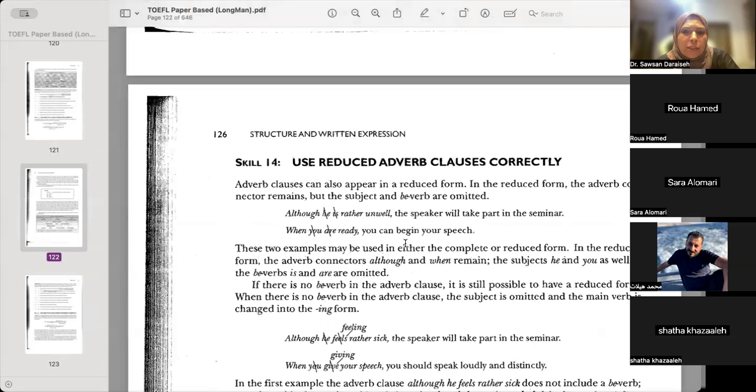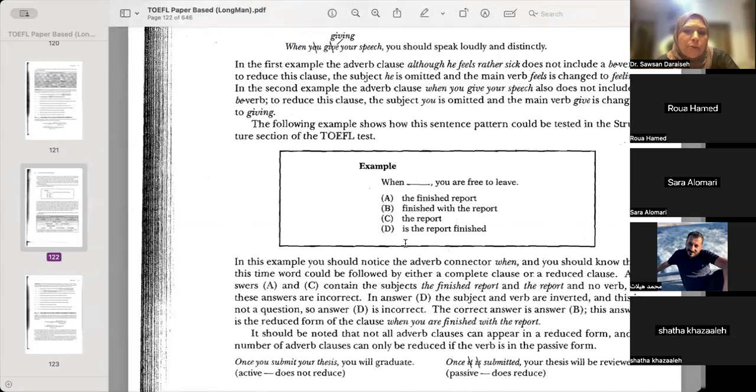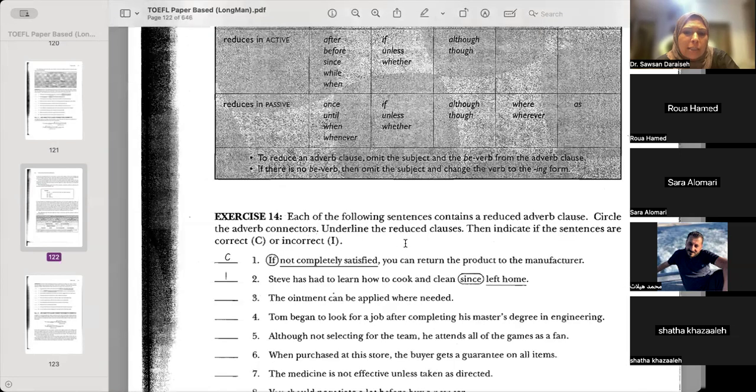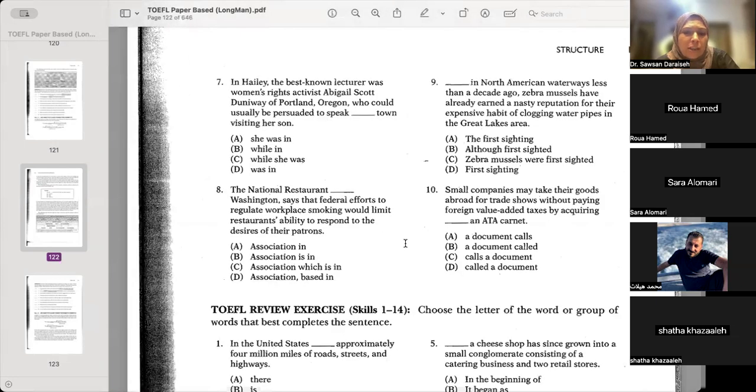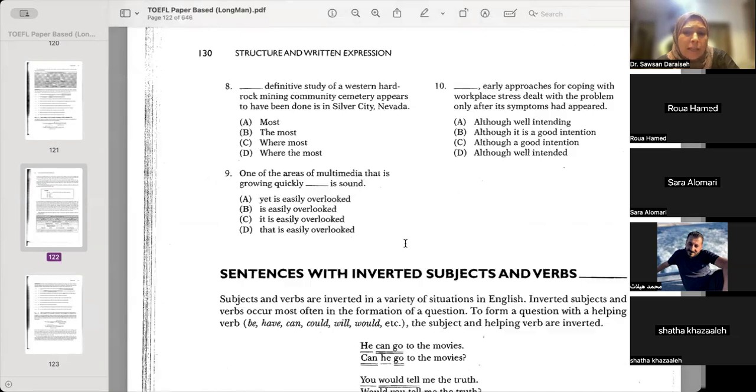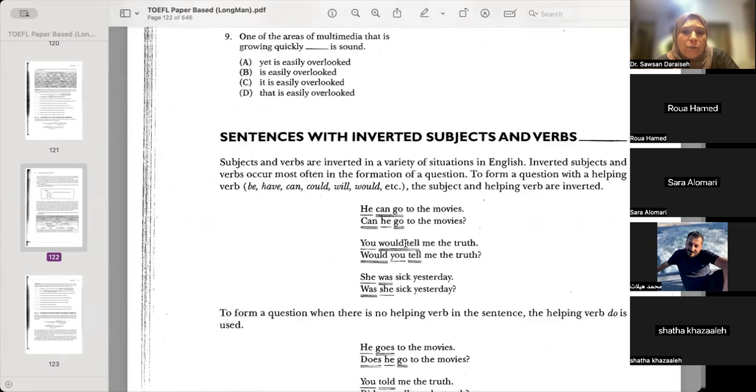Then we have 14, reduced adverb clauses, okay? We're going to learn how to reduce. Usually the reduction is very popular, guys, in spoken English, okay? And we will talk about it. They take a little bit long to understand, to comprehend, to work on. So we're going to move on to this.